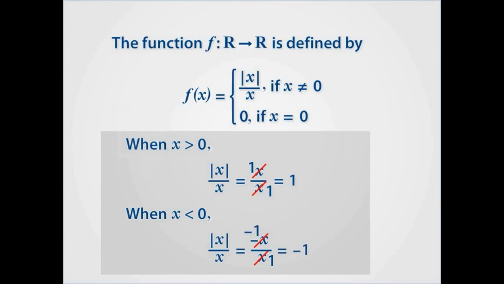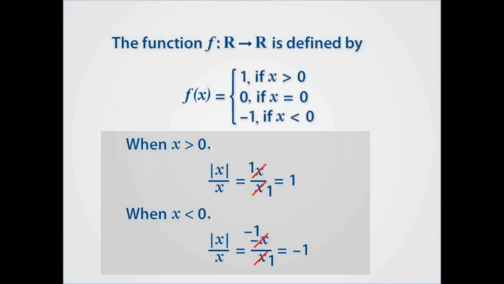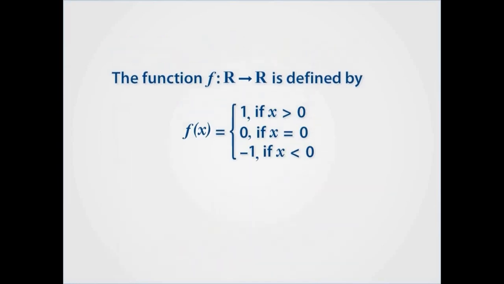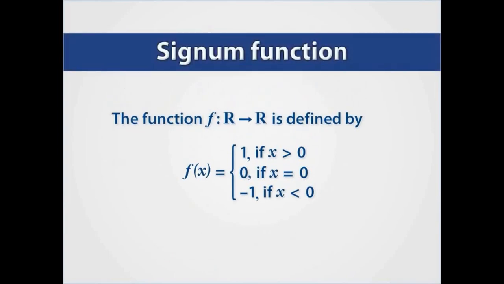So, the other way to define this function is f(x) equals 1 if x is greater than 0, f(x) equals 0 if x is 0, f(x) equals -1 if x is smaller than 0. Such a function is called a signum function.